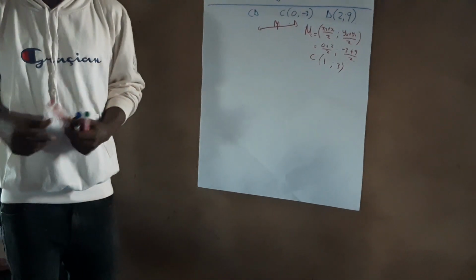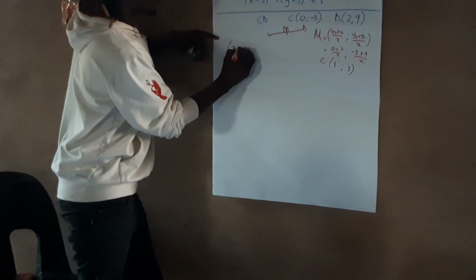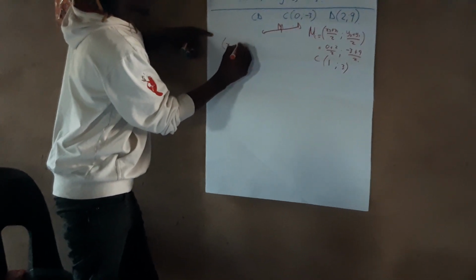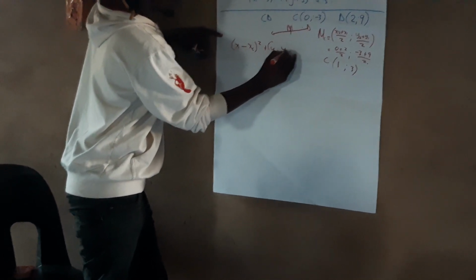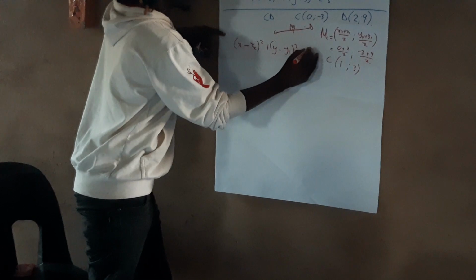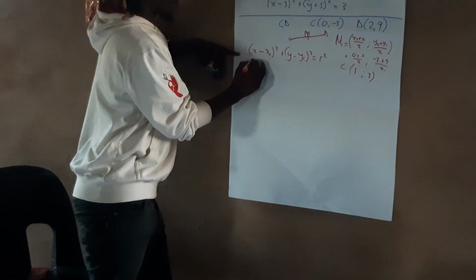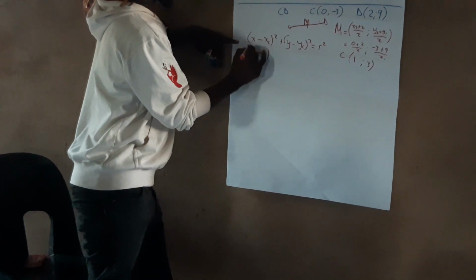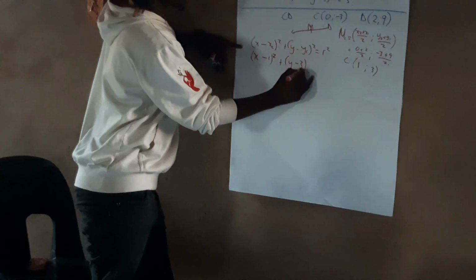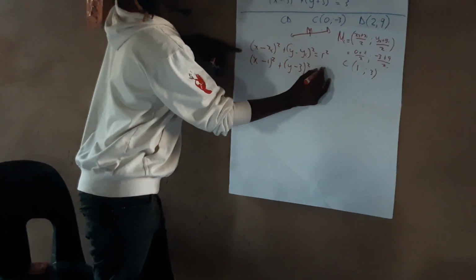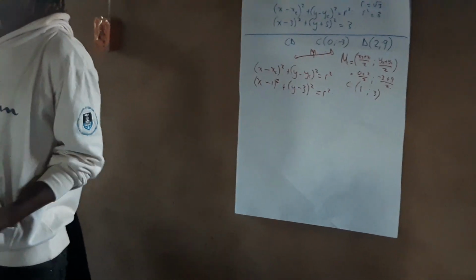So now, how can we find our equation of this? We can now say x minus x center squared plus y minus y center squared is equal to r squared. So let's put in the points that we have. So this is x minus 1 squared plus y minus 3 squared should be equal to r squared. So we don't have the radius, right? Yes. So we find it. How?